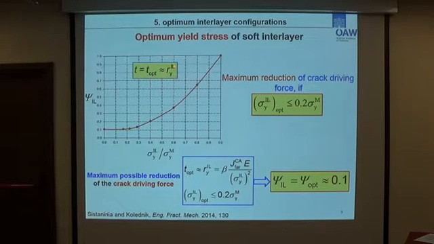So the next question is, what is the optimum yield stress of the soft interlayer? Again, by the finite element results, we found that the optimum yield stress of the soft interlayer can be determined by this equation. In fact, the yield stress should be equal to or smaller than 0.2 times the yield stress of the matrix. And also from the numerical results, we found that a soft interlayer with optimum thickness and optimum yield stress can reduce crack driving force by a factor of 10, which is very interesting.